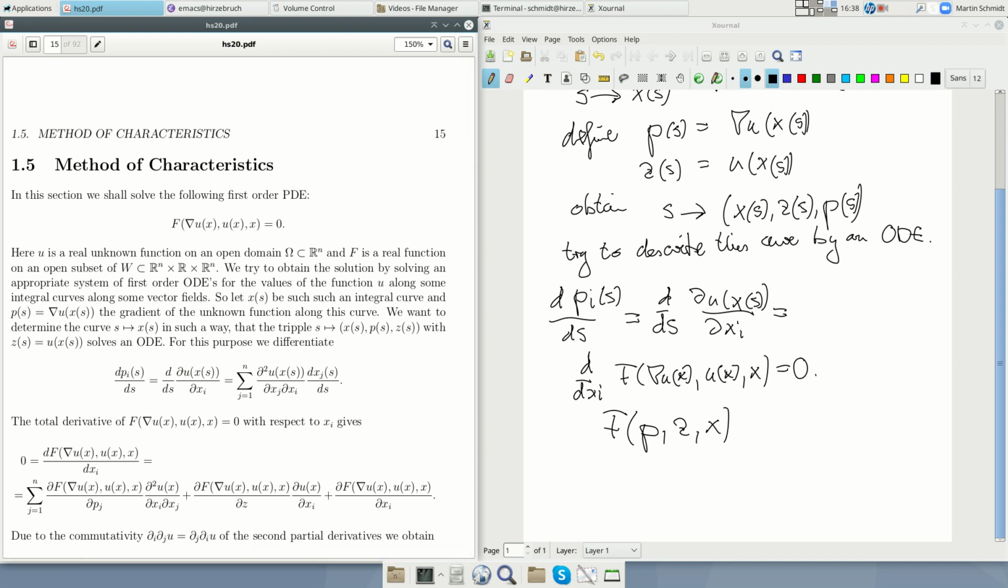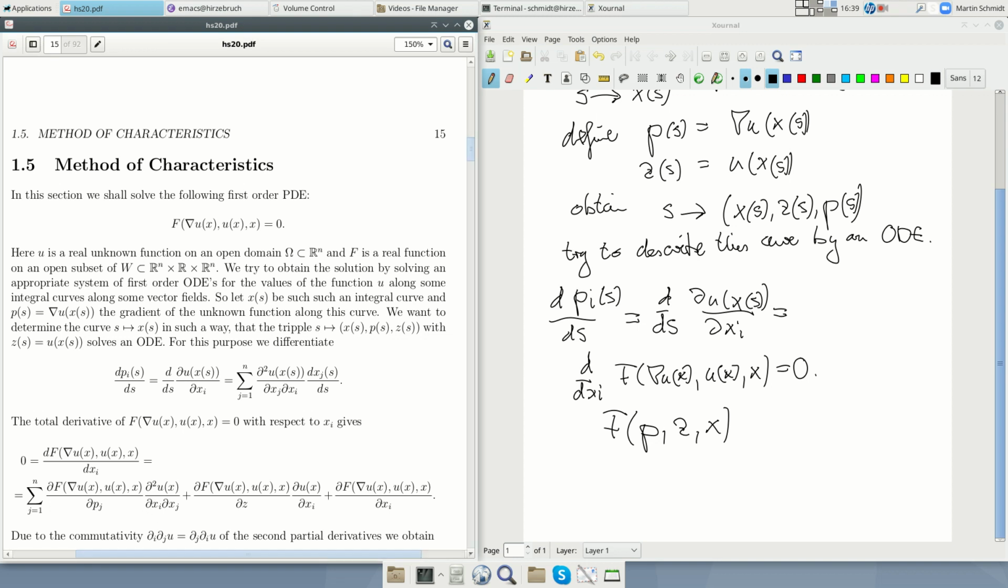Now look at this equation here. We have such a second derivative, and here we also have such a second derivative. They are not completely the same because the orders are different.